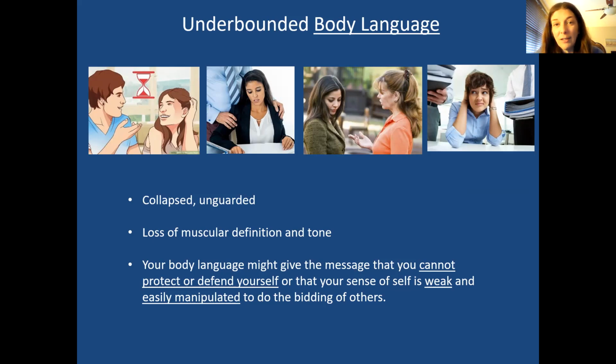And in the fourth picture, sometimes at work, you end up being the person everyone dumps work on because you always say yes to it. No matter what they ask you to do, even stuff outside your job description, you just kind of say okay. And so people start dumping work on you, like that woman there. She's not fighting back. So the body language might give the message that you can't protect or defend yourself, or that your sense of self is weak or easily manipulated to do the bidding of other people, to go along with what other people want. And again, there are certain circumstances where this is adaptive, but other times you might not want to continue with this, where it's no longer adaptive.